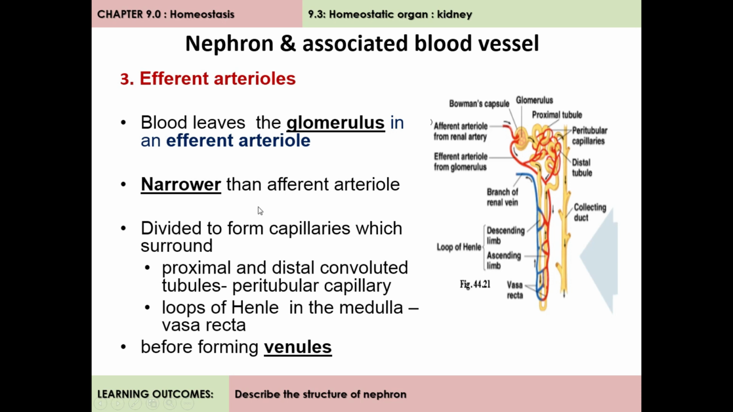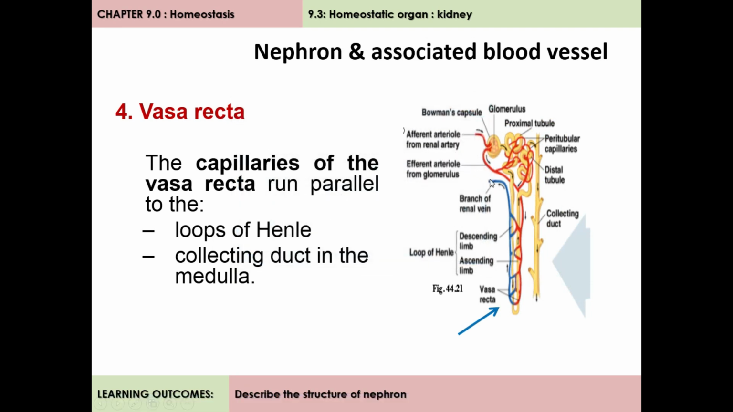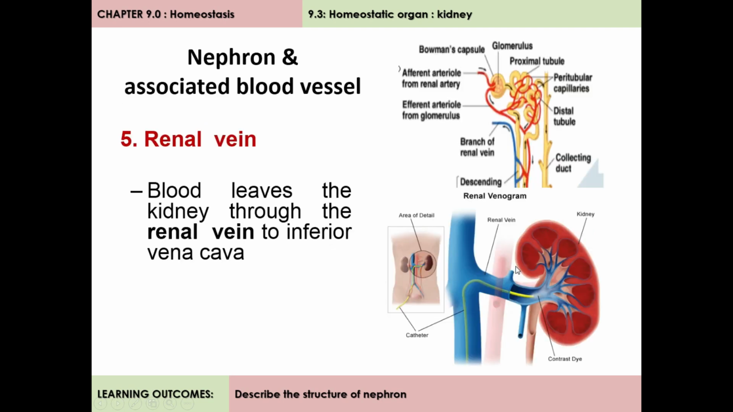Okay, ini tak payah. And then here we have a Vasa recta. Vasa recta is capillaries that run parallel to the loop of Henle and collecting duct. Awak perlu tahu structure saja. Ini adalah Vasa recta. And the last one is renal vein. Blood leaves the kidney through the renal vein.